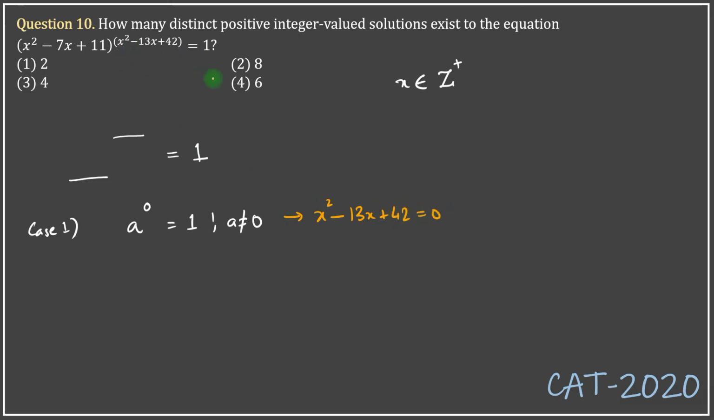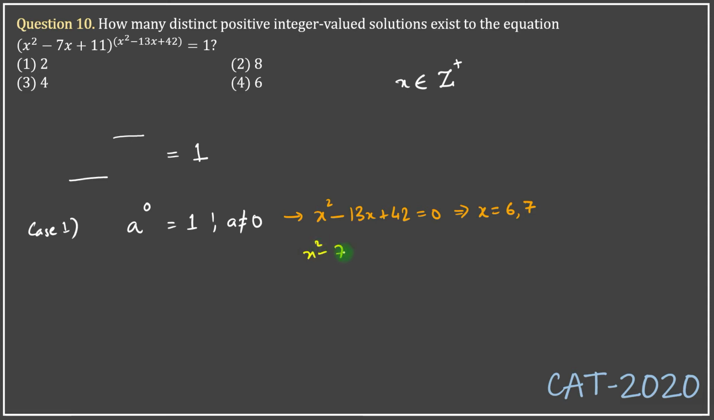The power equals 0. You solve this quadratic equation by splitting the middle term. You'll get minus 6 and minus 7 add up to minus 13 and multiply to 42. So the equation becomes (x minus 6) times (x minus 7) is 0, and the roots are 6, 7. Let me check that in either of these cases the base is not 0. So let's do a quick check there.